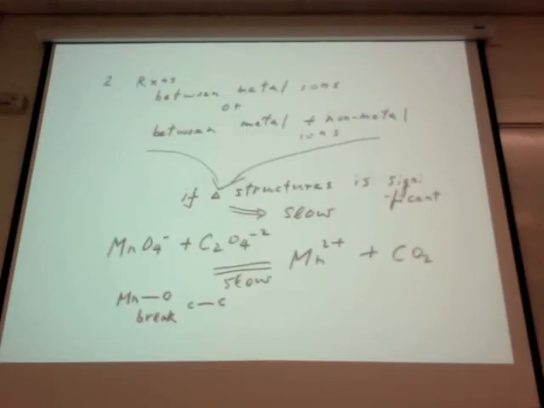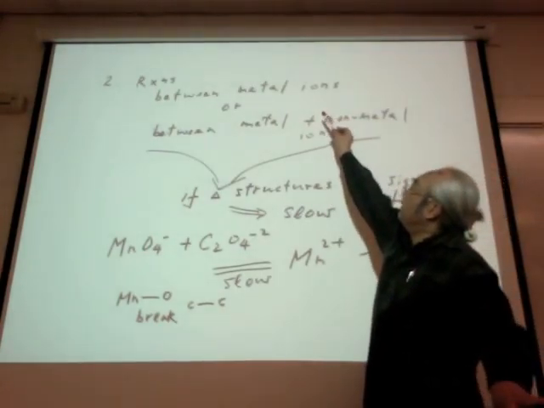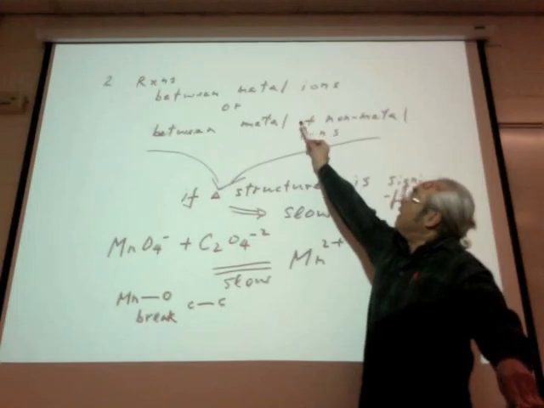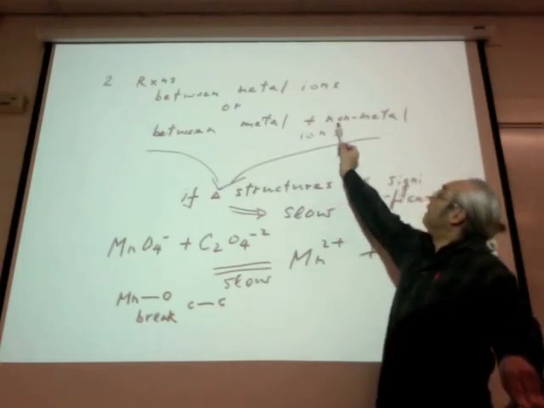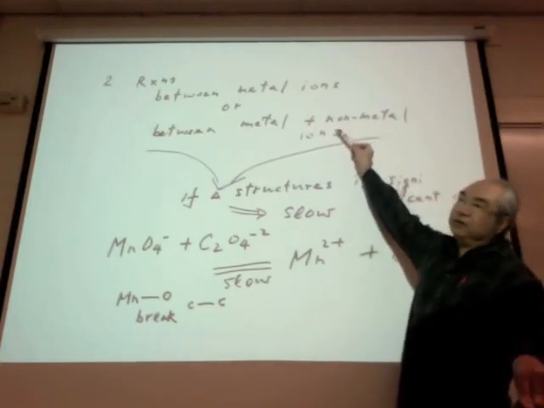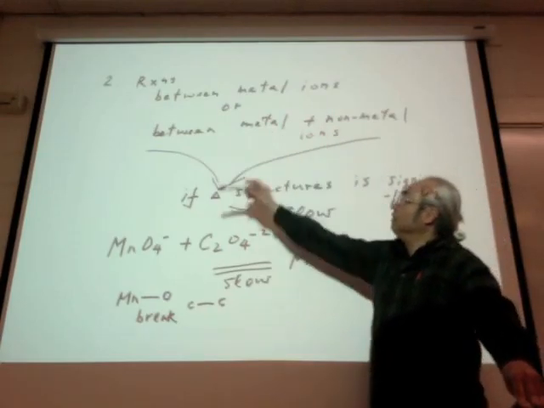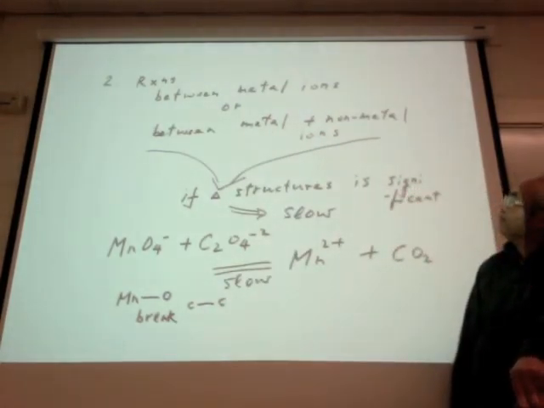Now the second one. The previous one was between 2 metal ions. Here it could be either between 2 metal ions or between a metal and a non-metal ion. So it will be true like that.